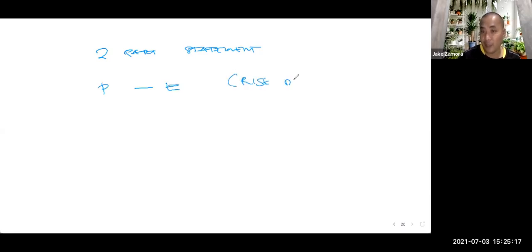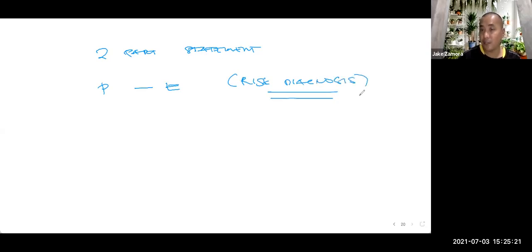Now, we also have the so-called two-part statement. When we talk of the two-part statement, you will only have the problem and the etiology. Usually, this happens under your risk diagnosis.